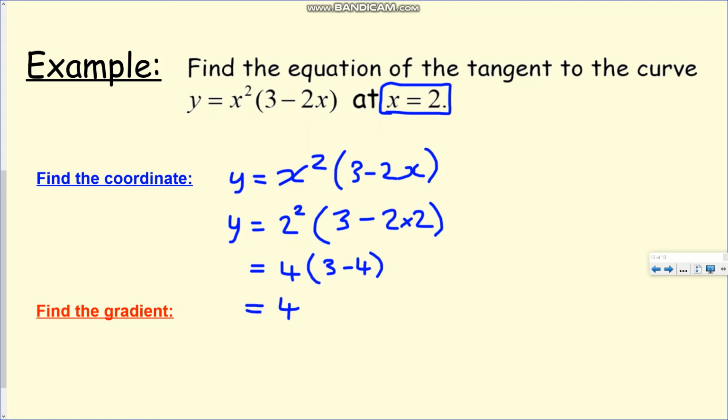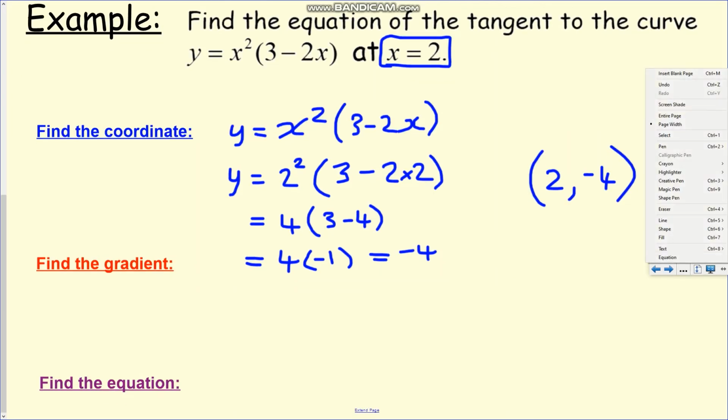Right, so that's 4 times negative 1, which is just negative 4. All right, so the important coordinate that my tangent is going to be going through is x is 2, that comes from the question, and y is negative 4, that comes from substituting 2 into the function.